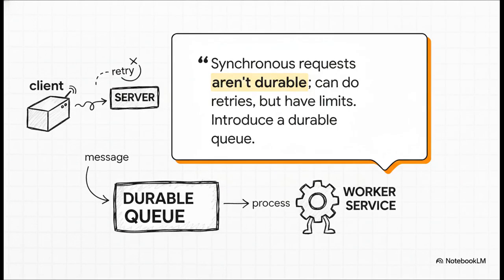And that brings us to a really crucial design principle for building resilient systems. Synchronous requests are not durable. For any kind of critical task, a much better pattern is to introduce a durable queue. The client doesn't call the server directly anymore, it just adds a message, a piece of work, to a queue. And then some worker service can come along and pick up that message and process it whenever it's ready.